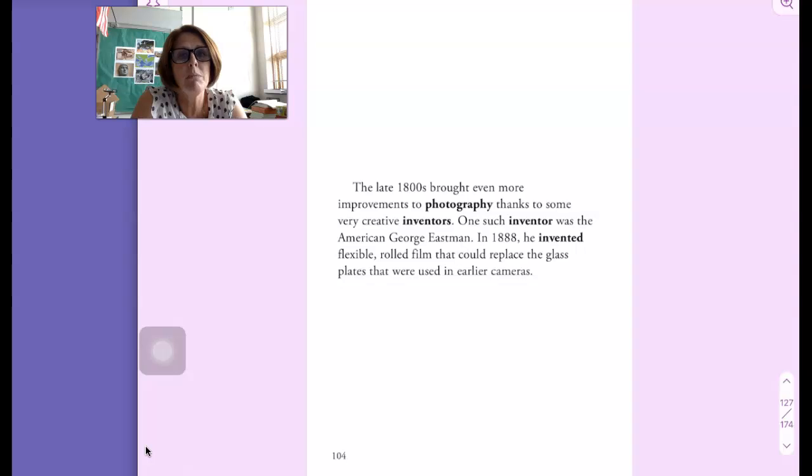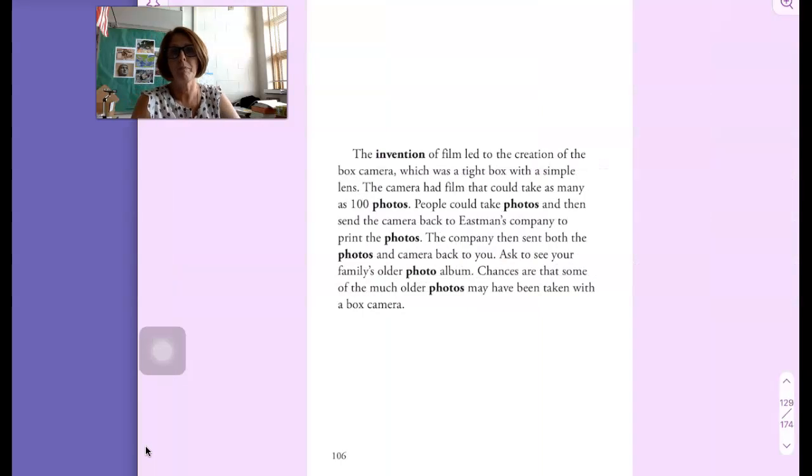The late 1800s brought even more improvements to photography thanks to some very creative inventors. One such inventor was the American George Eastman. In 1888, he invented flexible rolled film that could replace the glass plates that were used in earlier cameras. The invention of film led to the creation of the box camera, which was a tight box with a simple lens. The camera had film that could take as many as 100 photos. People could take photos and then send the camera back to Eastman's company to print the photos. The company then sent both the photos and camera back to you. Ask to see your family's older photo album. Chances are that some of the much older photos may have been taken with a box camera.